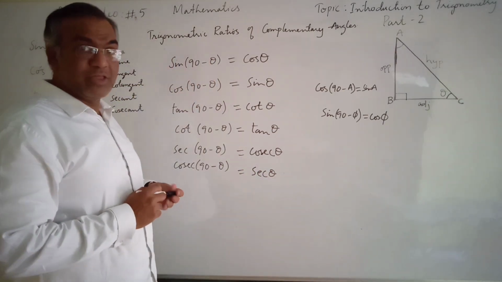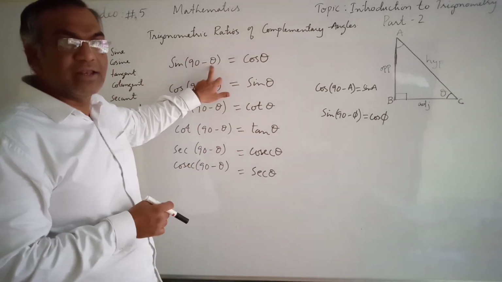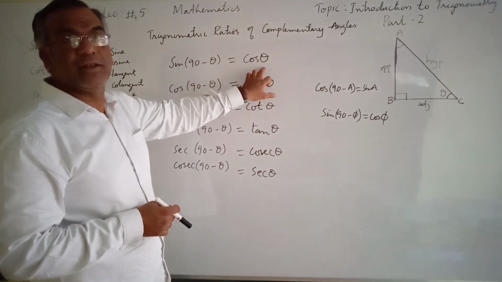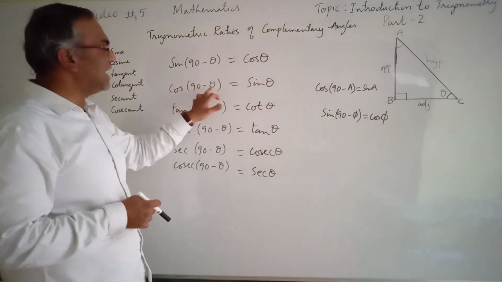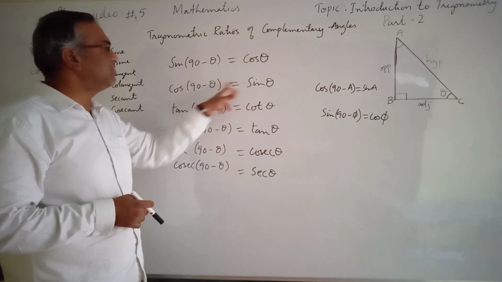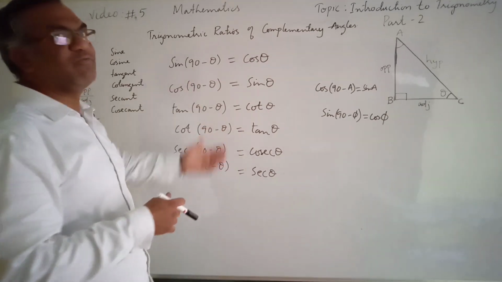What does it mean? It means while solving problems, if you see sine 90 minus an angle, you can replace it by cos of that angle. If you see cos 90 minus an angle, then that can be written as sine of the same angle. These results are also useful in solving problems.